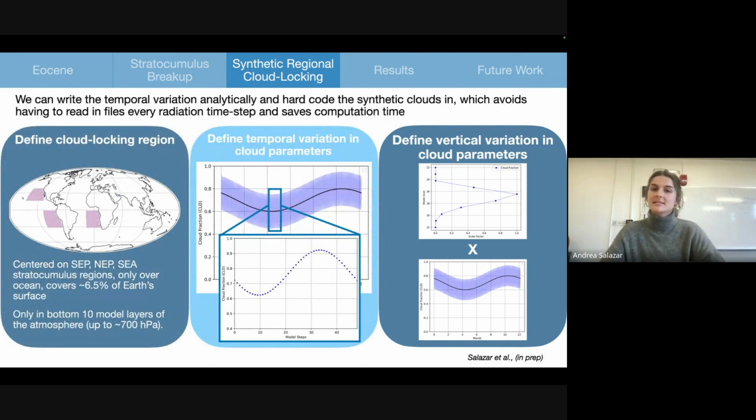Here's just a brief summary of what this synthetic regional cloud locking method looks like. There are 2 perks to doing this kind of cloud locking versus the standard cloud locking. The first is that we're putting in clouds that the model actually can't make on its own. So we have a lot of freedom in designing exactly the kind of cloud with the exact radiative forcing that we're after. And also, we're able to write all of the temporal variations analytically, which means that we don't have to read in 3-dimensional cloud fields every radiation time step. We actually just hard code the synthetic clouds into the radiation scheme. And this saves a lot of computation time. So for example, there's no computational difference between a standard CESM run and a CESM run where you're doing this synthetic cloud locking method.